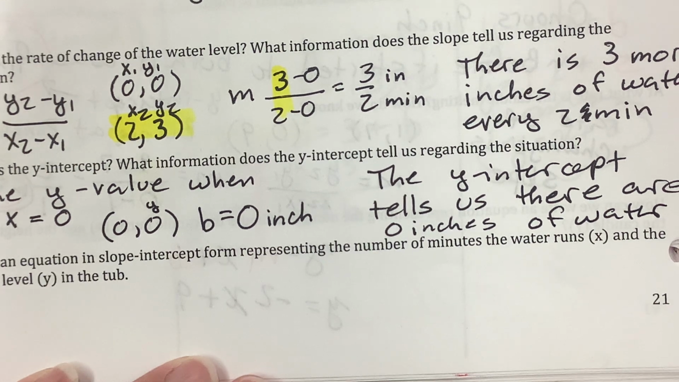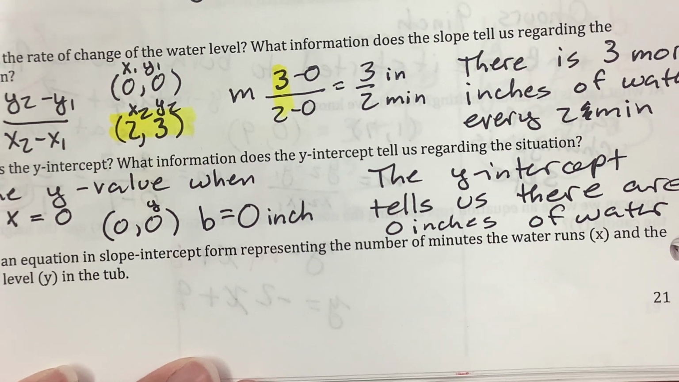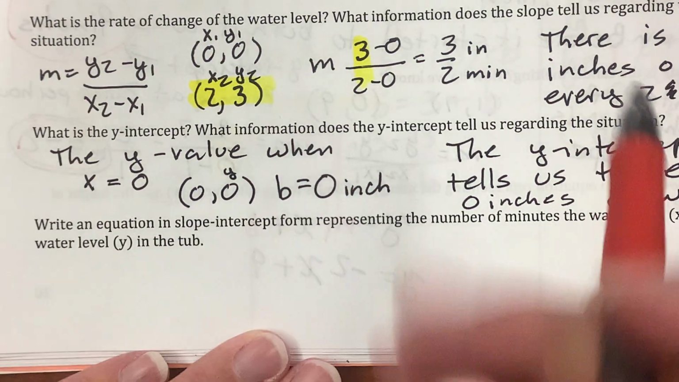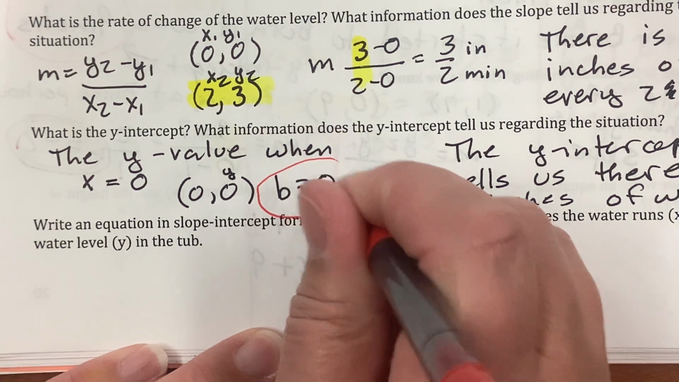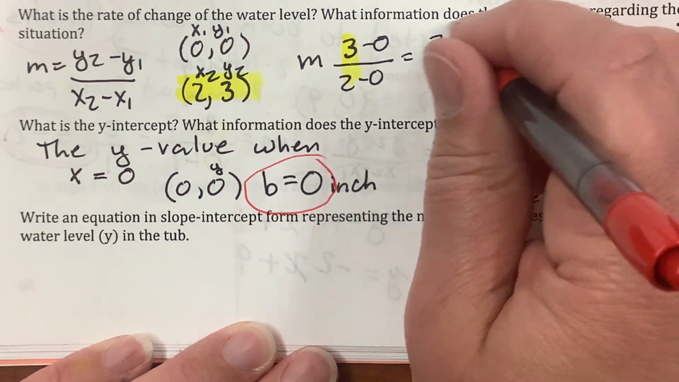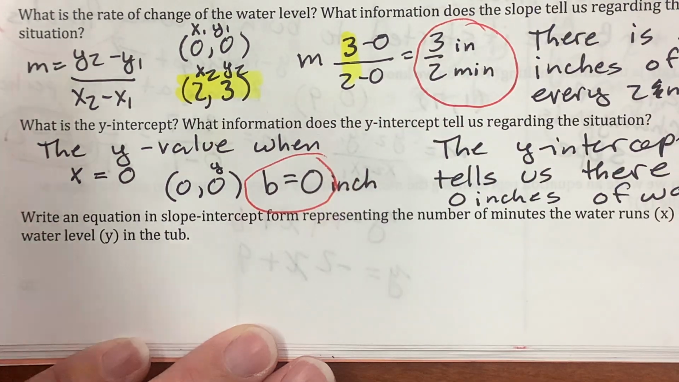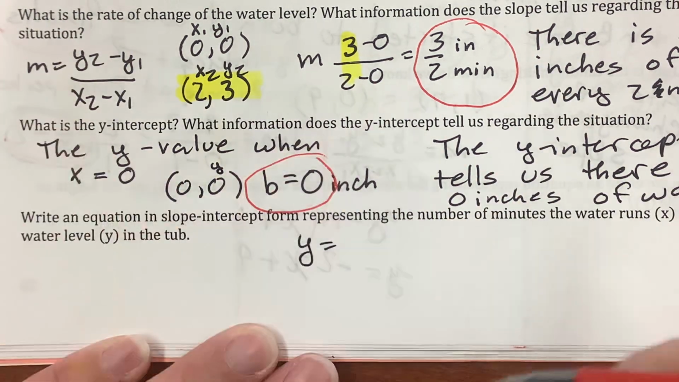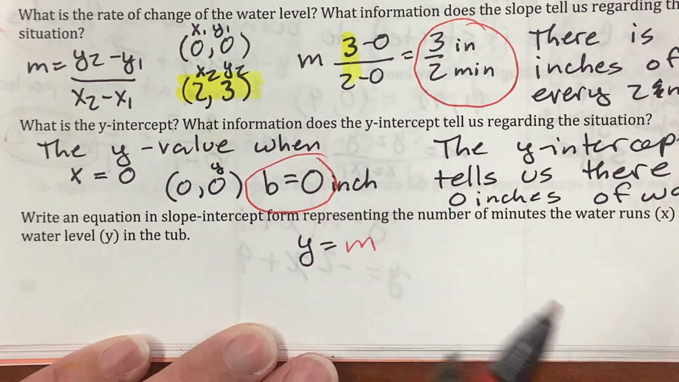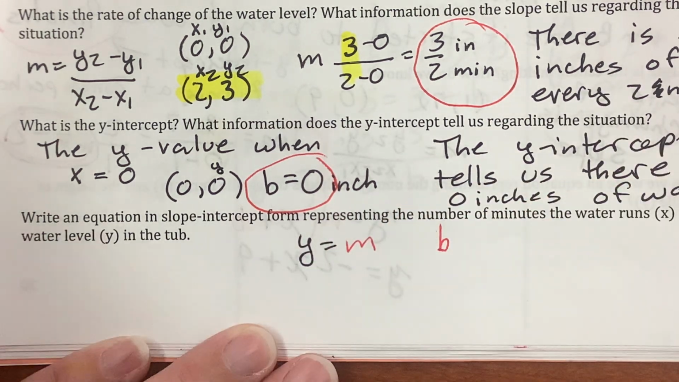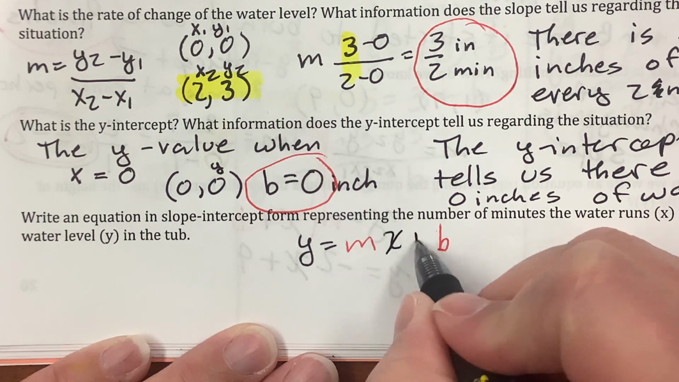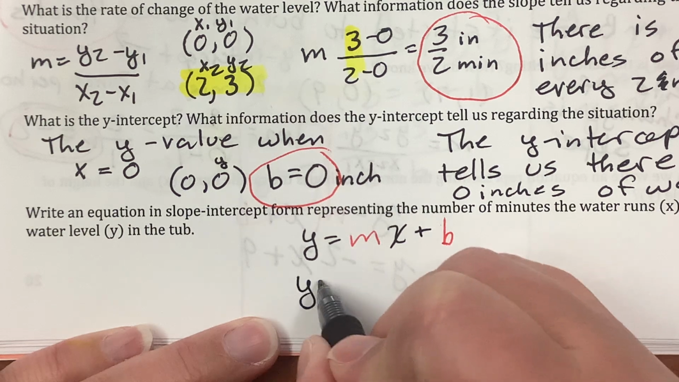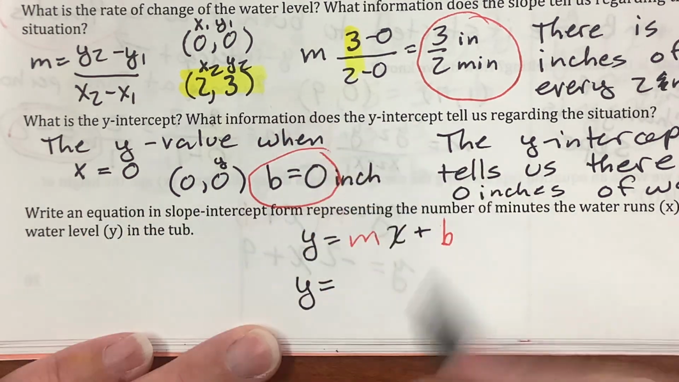Write an equation in slope-intercept form representing the number of minutes the water runs and the water level. All right, so in order to do that, I need two things. I need the b, which is 0, and the m, which is 3/2. So y equals mx plus b, m the slope, b the y-intercept. And once I fill those two things in, I'll have a nice little equation that I can check and make sure it's the correct equation. So y equals 3/2x plus 0.